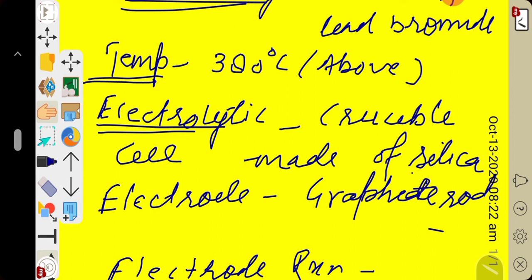I have given two reasons to you all. First, since silica is non-reactive, that's why it is used as an electrolytic cell in the electrolysis of molten lead bromide. Second, it can withstand high temperature and is almost a non-conductor of electricity, that's why it is used. I hope you understood. Clear? Okay, so now come to the electrode reactions.